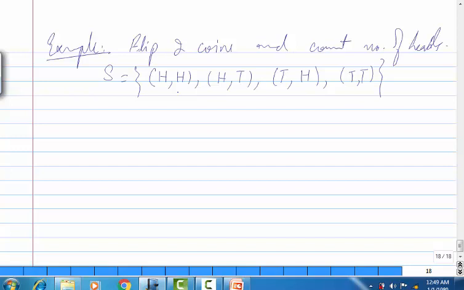If we define a random variable x and we say that x is defined as the number of heads, so this becomes a random variable. Okay, so now the range of x contains 2, 1, 1, 0, so it becomes 0, 1, 2. This becomes a random variable. Clear? Now we can make a table to represent this.